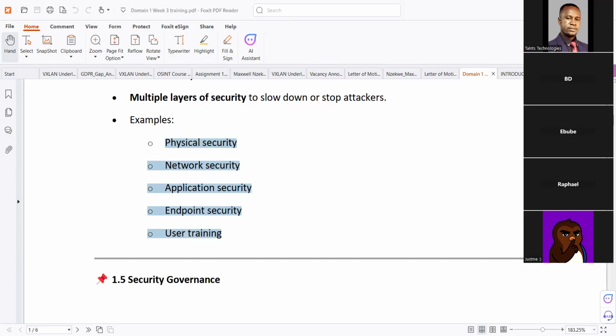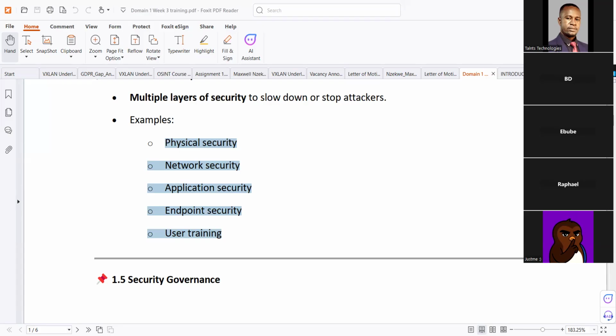And I mentioned to us what physical security is. I said there are so many examples of physical security, like the security guard that you put at the entrance of the building, like the bollards, like the turnstiles. These are all physical security. Like the CCTVs, these are all physical security. So we went ahead to talk about network security.